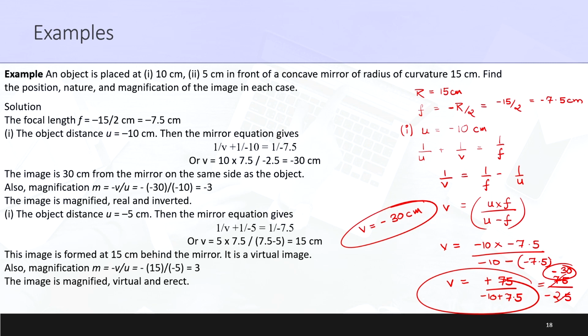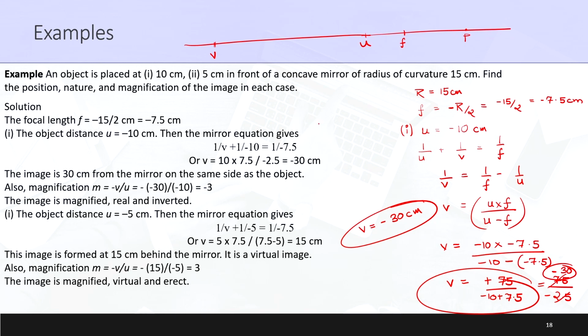So, what is the meaning of this minus 30 centimeters? Let us say this is the pole of the mirror. Let us say where is F. This is 7.5 centimeters, let us say this is F, and where is the image? The image is much farther here. So, the value of minus 30 says that the image is also formed at the same side of the mirror only. So, it is formed somewhere here. This is the distance v, this is the distance u here. Okay. Let us move on.